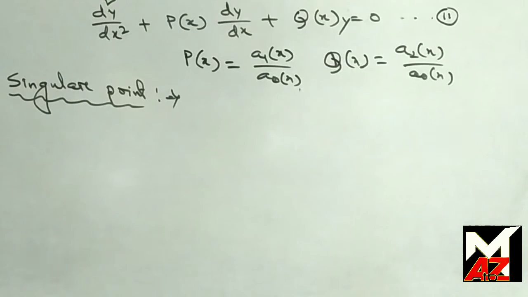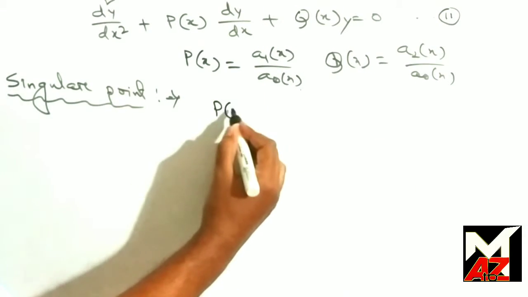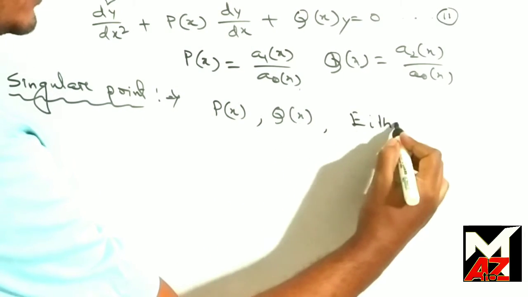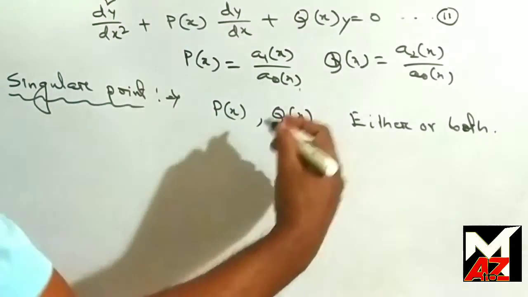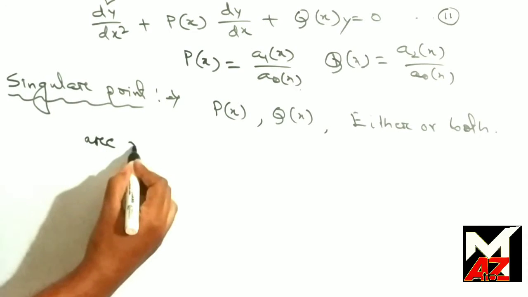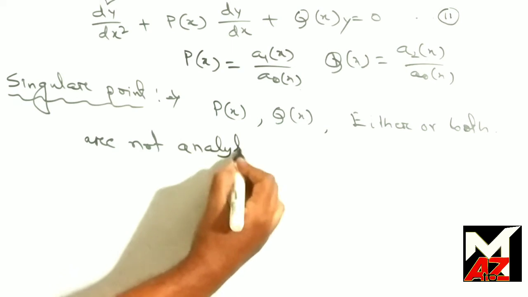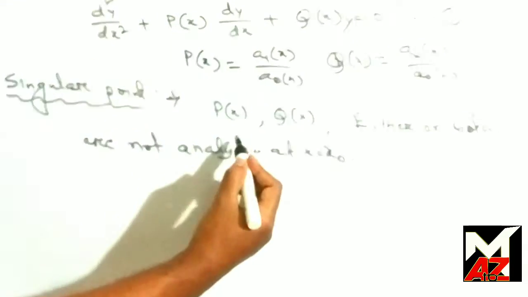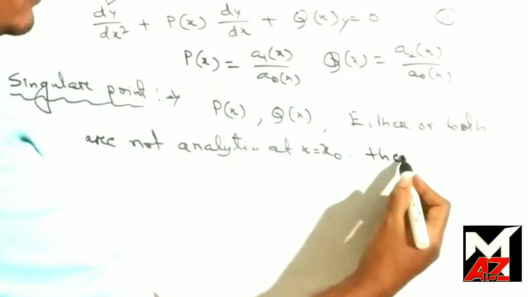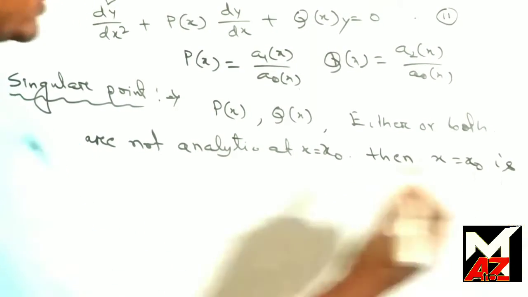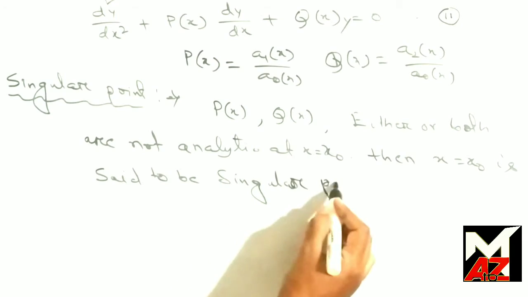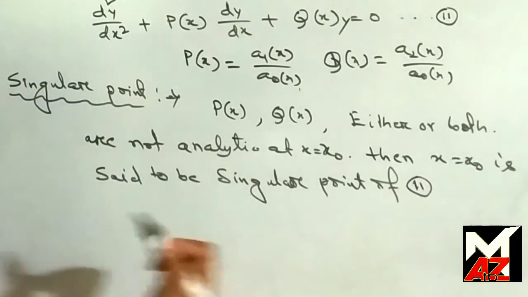Now go to the singular point. What is a singular point? If p of x, q of x, either or both, any one or both, are not analytic at x equal to x0, then x equal to x0 is said to be a singular point of 2.